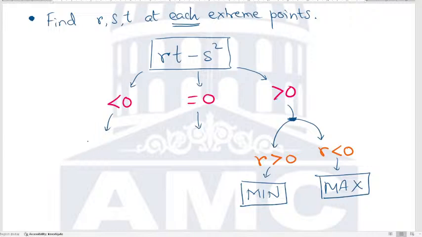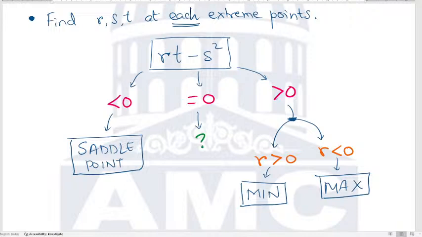So in this case, what we reach is a saddle point, S-A-D-D-L-E, saddle point. We reach a particular point called the saddle point. And if rt minus s squared is equal to 0, we have no idea whatsoever about what this point is like. We need some further tests, which is beyond the scope of our syllabus right now. We will deal with it later in higher semesters maybe.